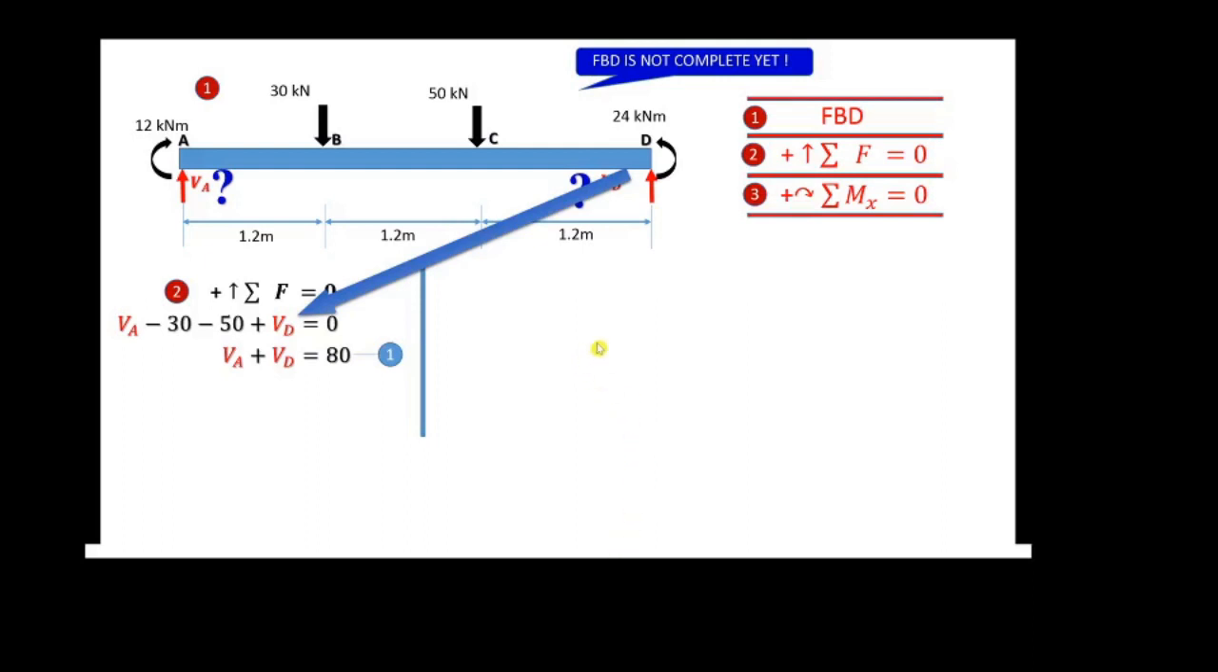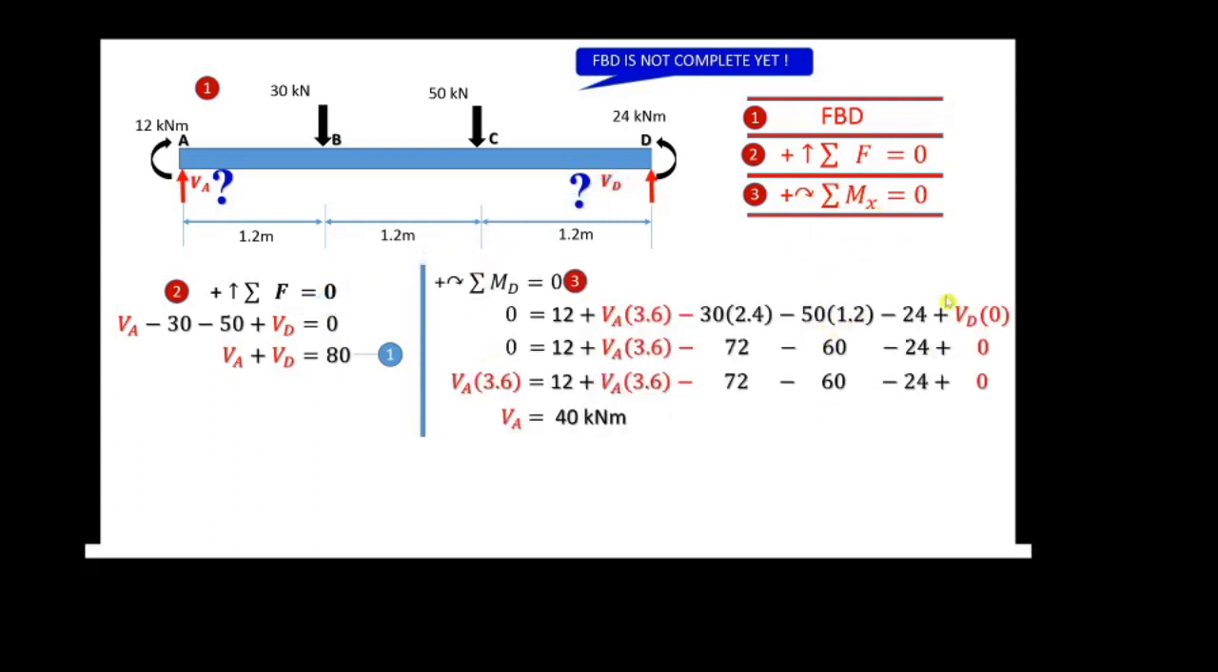Next, we go to step 3. Summation of moment equal to 0. Alright, this is the equation. I declare the clockwise direction moment is positive. It's up to you whether you want counterclockwise positive or clockwise positive. For myself, I use clockwise direction moment as positive.